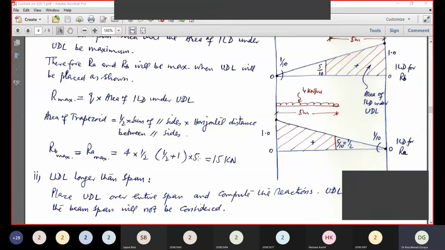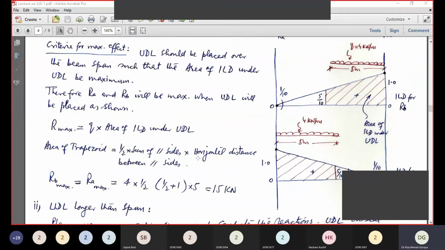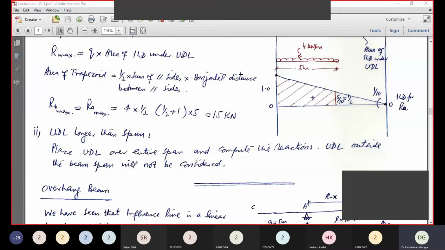Now what we will do when the UDL is larger than the span? In this case, we will place the UDL over the entire span and compute the reactions in similar manner. UDL outside the beam span will not be considered.